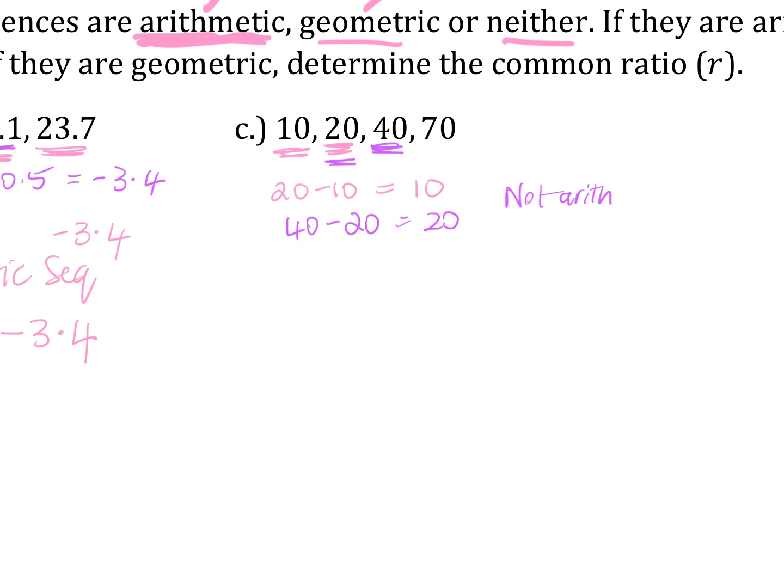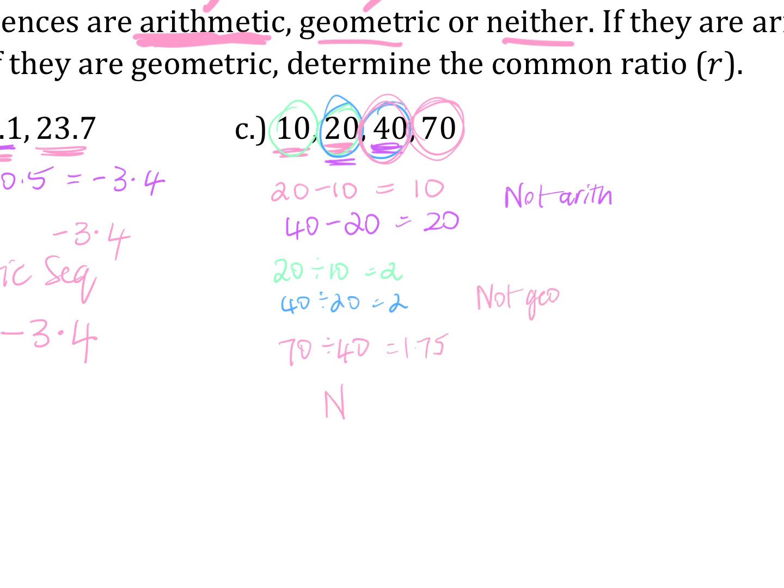Next thing I'm going to try is to see if it's geometric. I'll do this one in green. I'm going to say this divided by this. 20 divided by 10 is equal to 2. Ooh, this is looking good. Then I say 40 divided by 20 is also equal to 2. This is good, but I've got one more to check. Now I'm going to say 70 divided by 40. Does that equal 2? No, it equals 1.75. Pattern's ruined. It is not geometric either. It is neither.